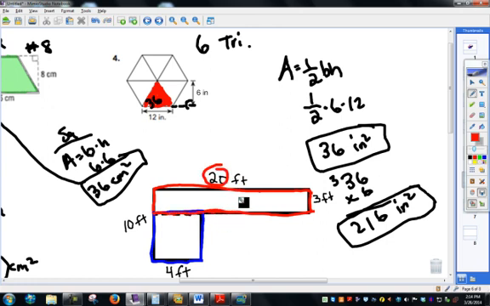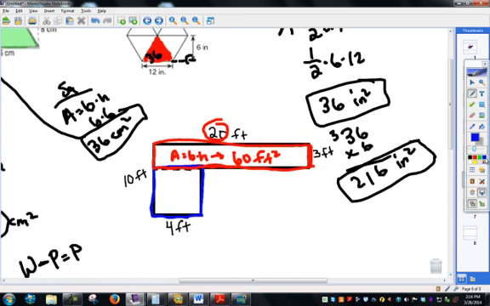Because remember, in parallelograms, opposite sides are the same length. So this is the base, and then this, you could make that your height. So I know this is going to be area equals base times height, which is going to give me 20 times 3, which is going to be 60 feet squared. That's just that part. Okay?